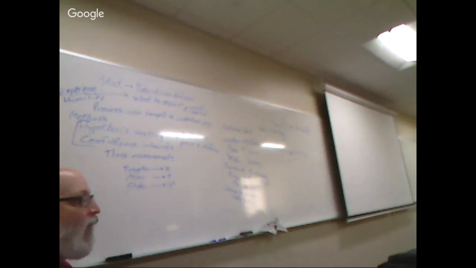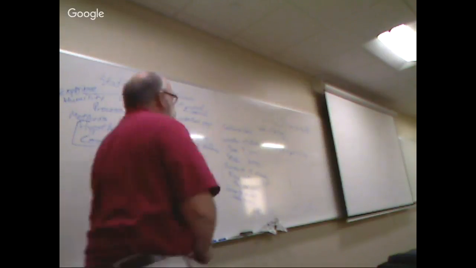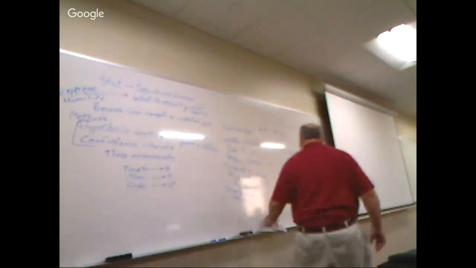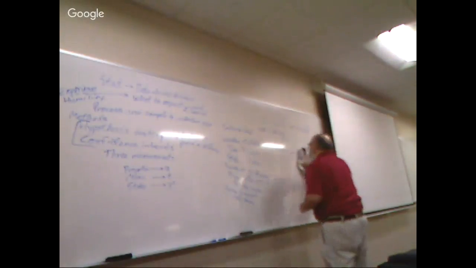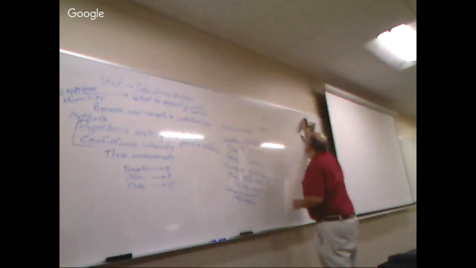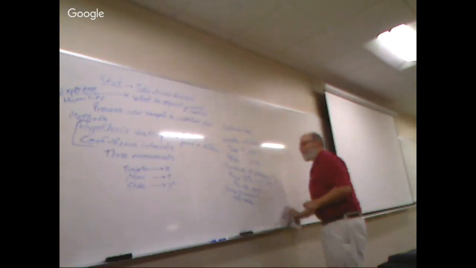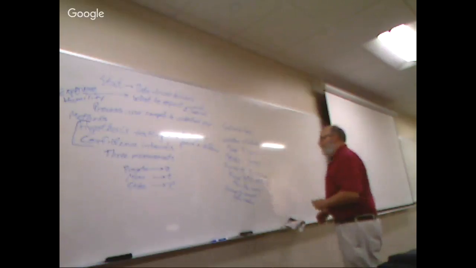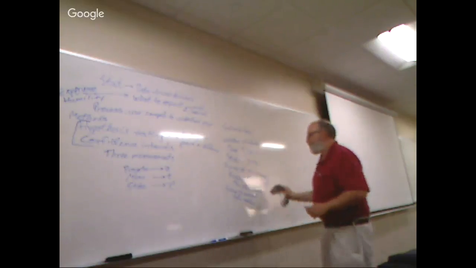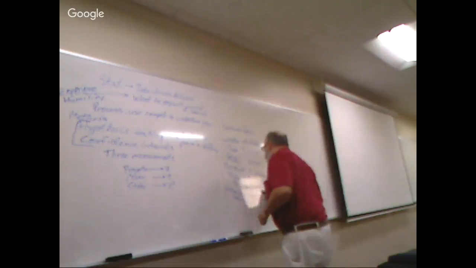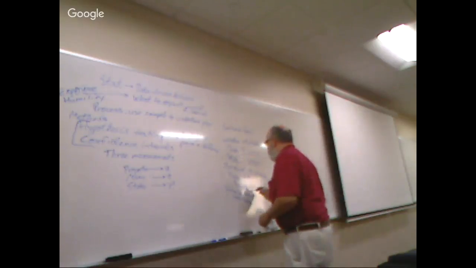Okay. Now we're going to do, using similar numbers, the confidence interval for the standard deviation. So we did the confidence interval for the mean. Now we're going to do the confidence interval for the standard deviation. Find the 90% confidence interval for the standard deviation.